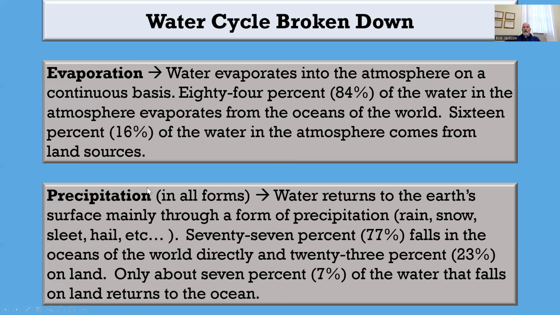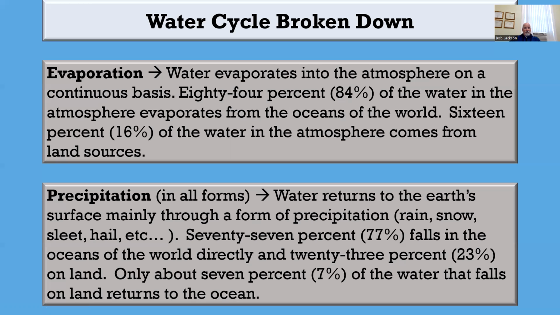Okay, precipitation. You want to get students to understand what all the forms of precipitation are: rain, hail, sleet, snow, etc. You can even talk about hominy. There's something in between snow and hail, like a hominy. So first you'd want to teach the different forms, and then you can talk about the fact that, with everything, whether it's rain, snow, sleet, whatever, 77% falls directly in the oceans of the world, and only 23% falls on the land.